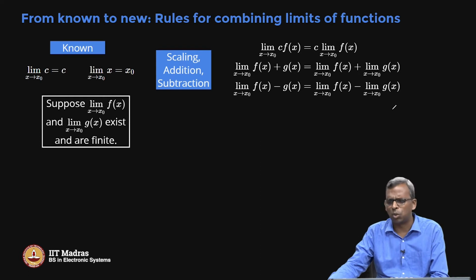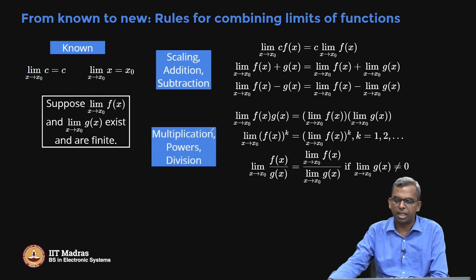The proof is more or less similar. We've not been proving these things in great detail in this class, but you can intuitively see why it should be true. Same thing with multiplication. So you have f(x) times g(x), limit as x tending to x naught. This is just going to be a product.